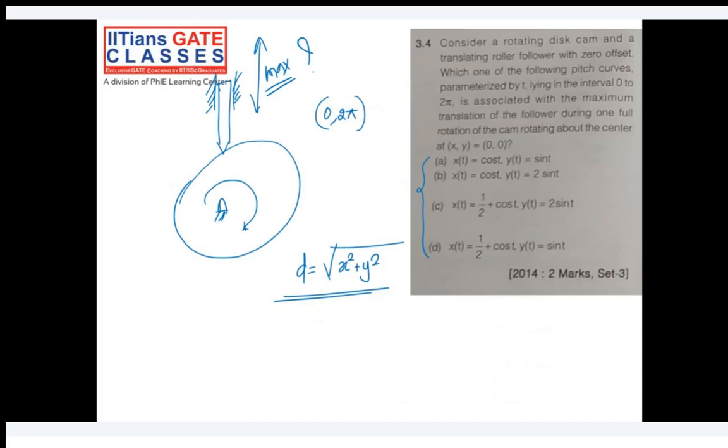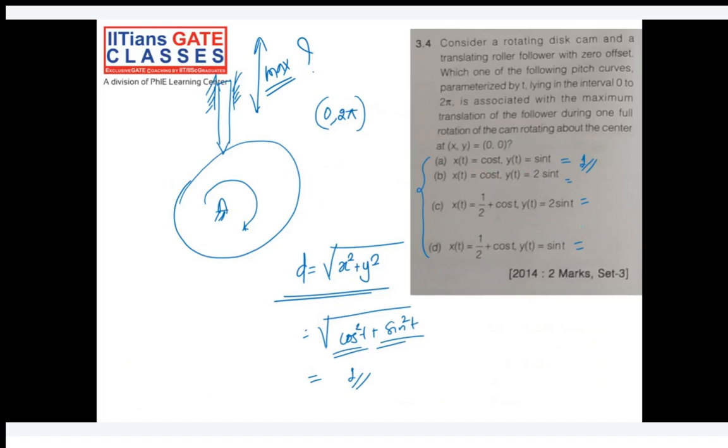Maybe I'll try to help you with the first one. In the first case, x is equal to cos of t, and y is equal to sine of t. So under root of x square plus y square will be cos square t plus sine square t. We know that cos square theta plus sine square theta is equal to 1. So under root of 1 is 1. So in this case, your displacement is 1. Similarly, try to calculate displacement in other cases.